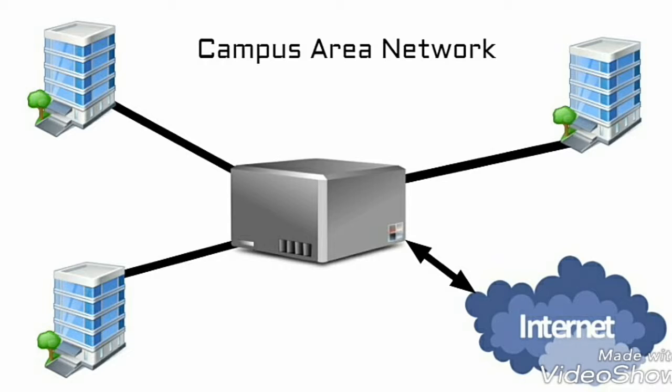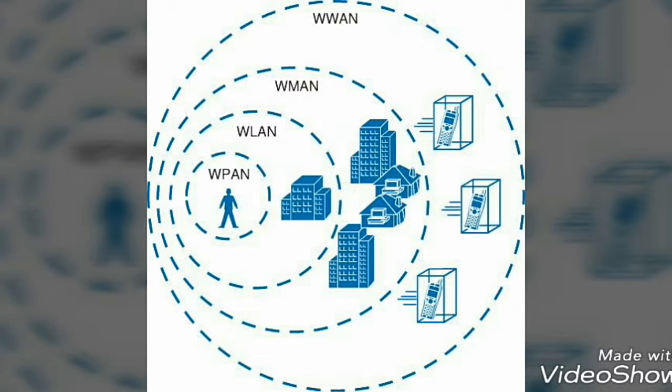Wireless local area network, wireless metropolitan area network, and wireless wide area network are computer networks that do not use a wire to connect their particular locations. Virtual local area network is a broadcast domain that is partitioned and isolated on a computer network at the data link layer.